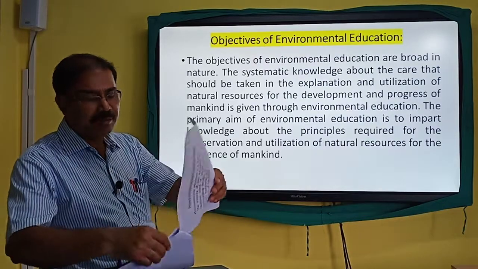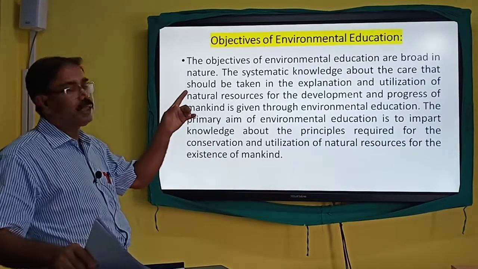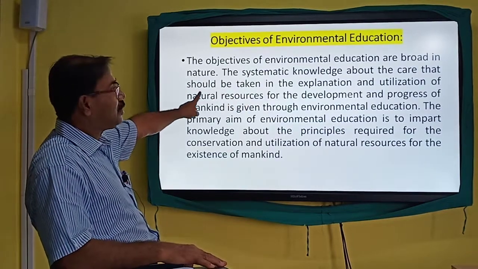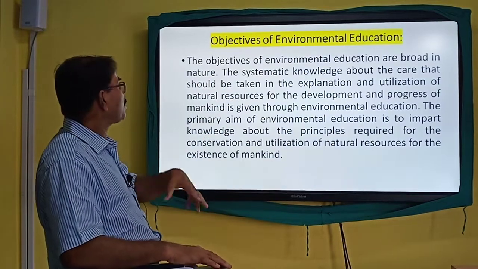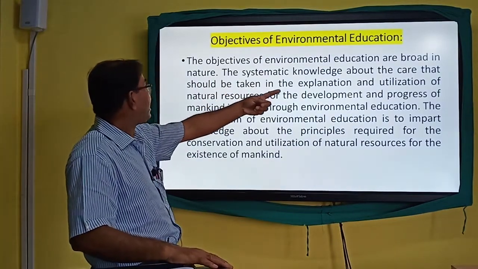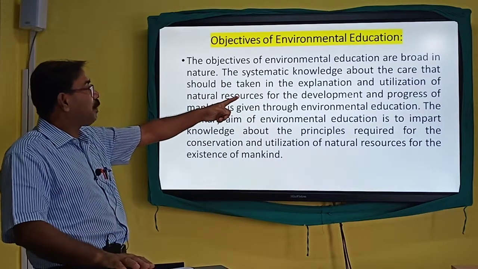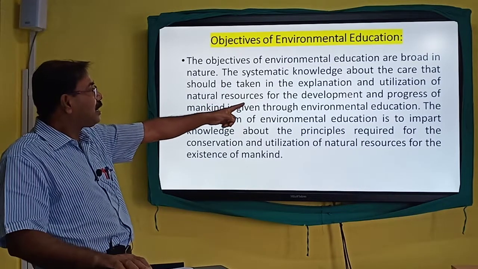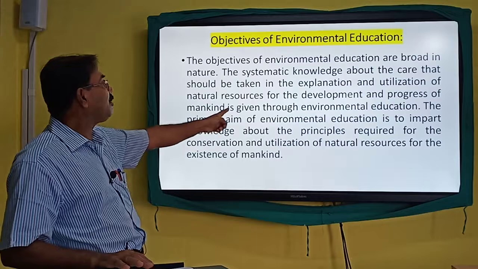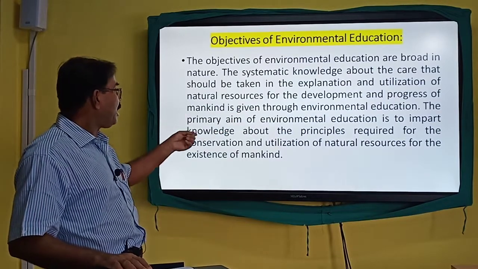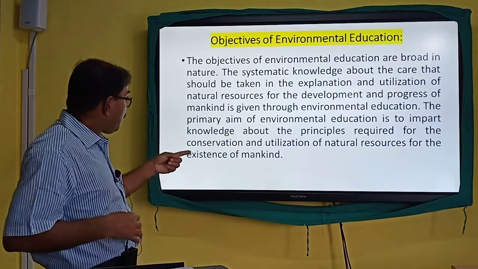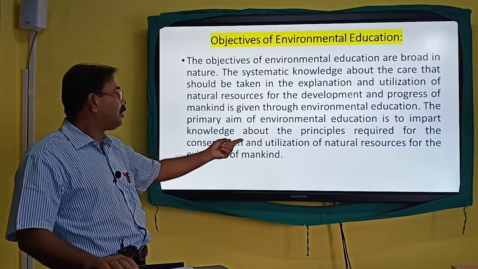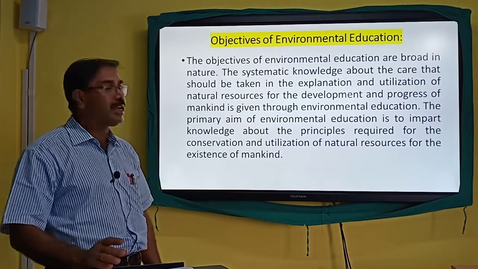Let us come to the next slide. Then, what are the objectives of environmental education? Now you have to see. The objectives of environmental education are broad in nature. These are very extensive, not so limited. The systematic knowledge about the care that should be taken in the exploration and utilization of natural resources for the development and progress of mankind is given through environmental education. The primary aim of environmental education is to impart knowledge about the principles required for the conservation and utilization of natural resources for the existence of mankind.